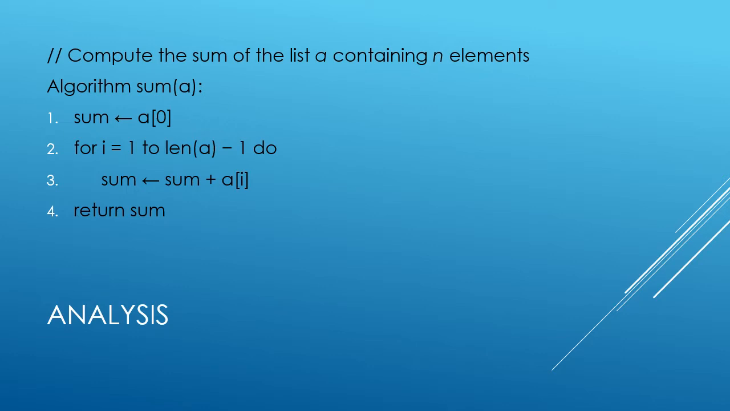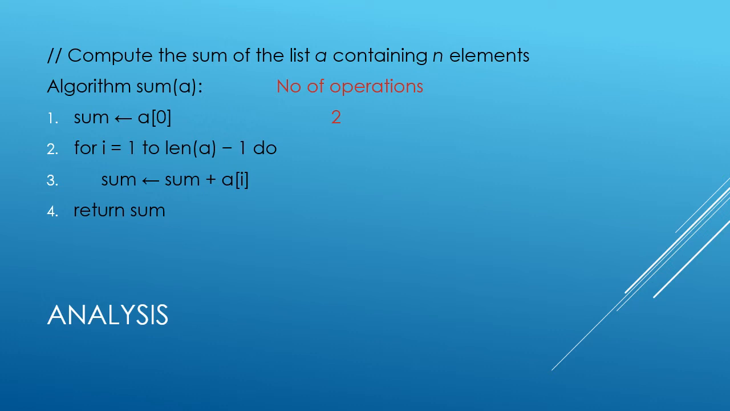What am I interested in? I am interested in the number of operations that take place in each line of the algorithm. Look at line number 1. What are we doing here? We access the 0th element of A. This is one primitive operation, and then we assign this value to the sum variable. This is another primitive operation. So the number of primitive operations in the first line are 2. Look at line number 2. In line number 2, we have a for loop in which i goes from 1 to n minus 1.